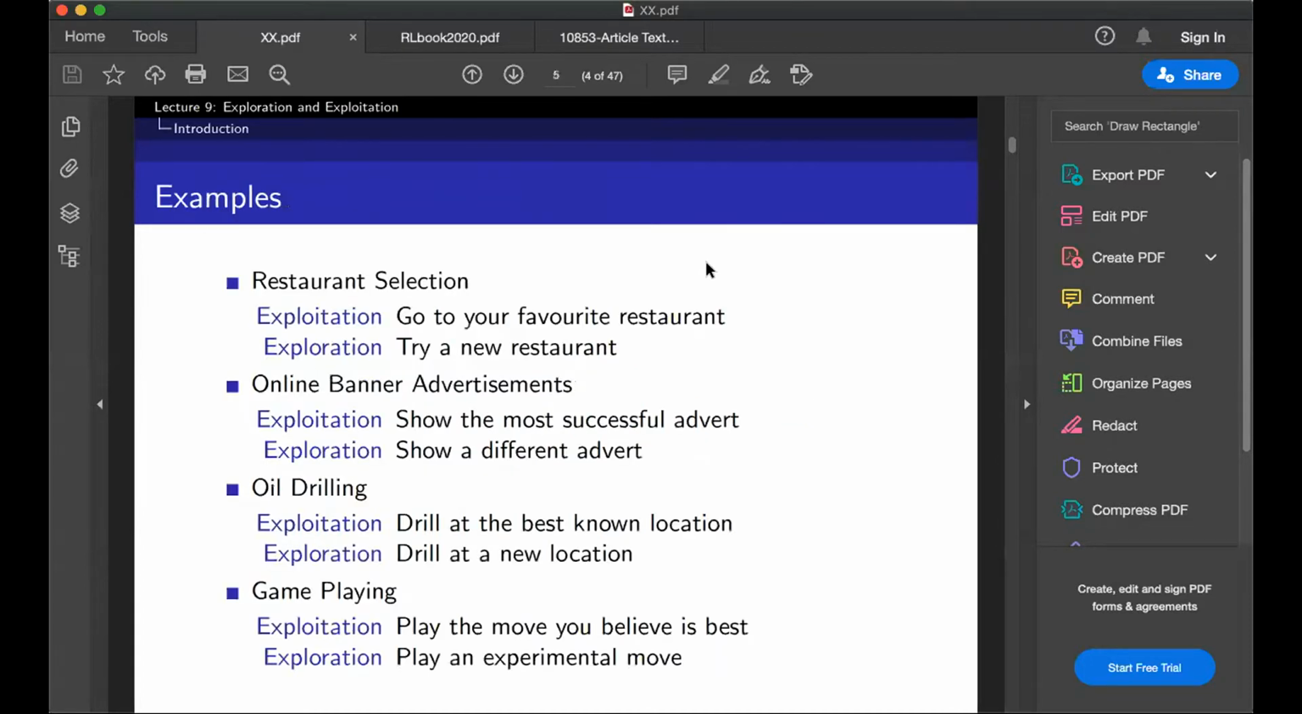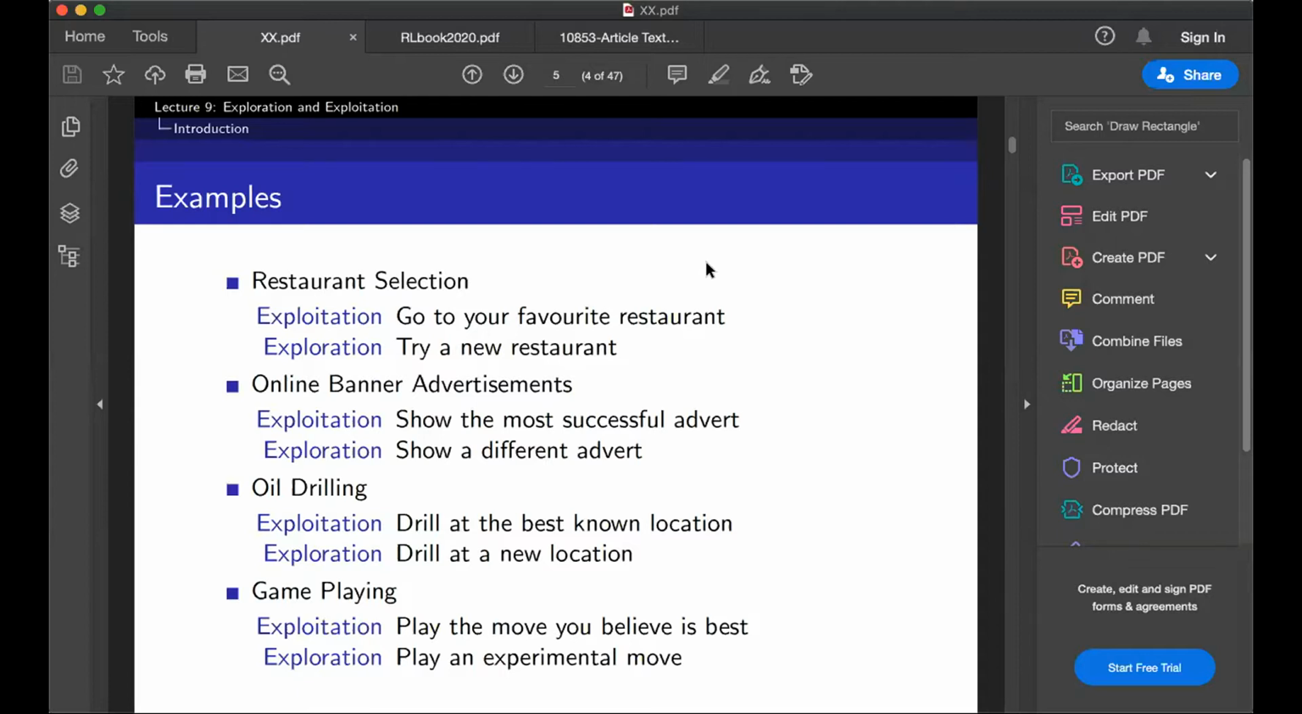That said, here are some examples of exploitation so that we are all able to relate to it in a real-life manner. One is restaurant selection. If you're staying in your locality, you can just say, hey, I'm just going to go to my favorite restaurant. I know what they give me. There are no surprises there. I know what I'm going to pay. I know that it's kid friendly or whatever makes most sense to me. So I just go to that favorite restaurant, and that's exploitation.